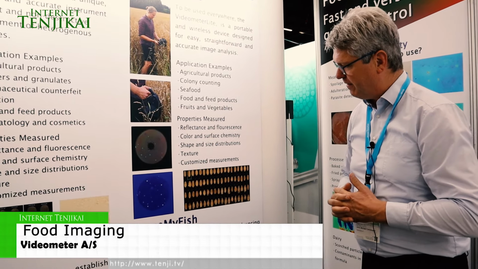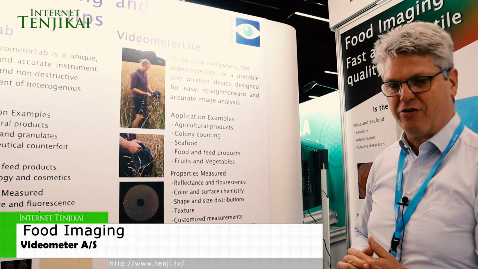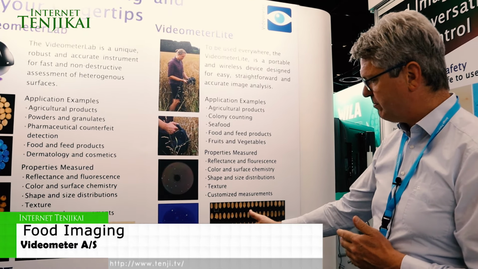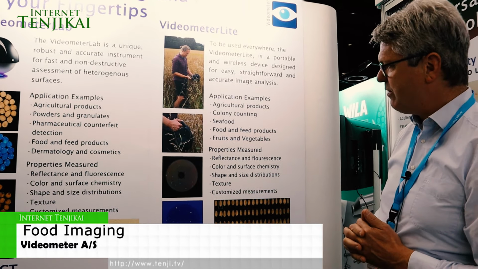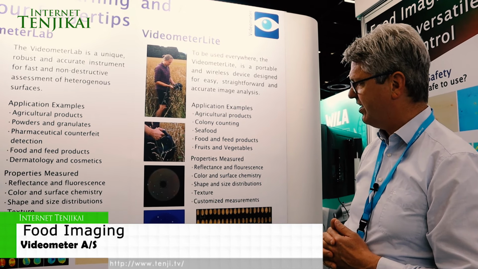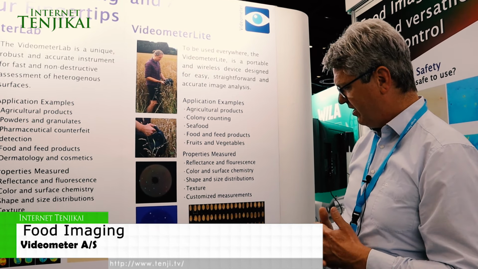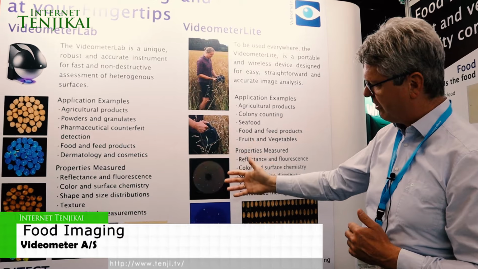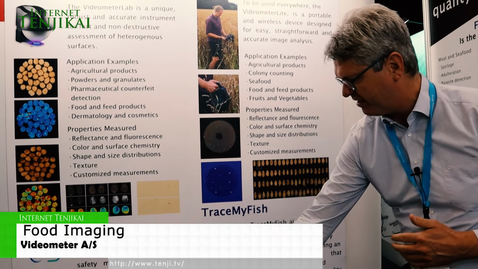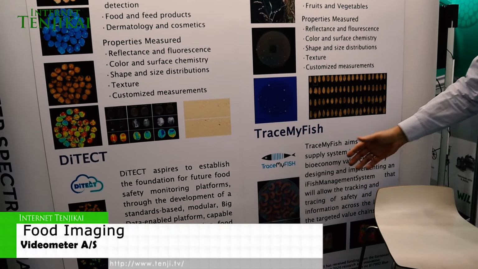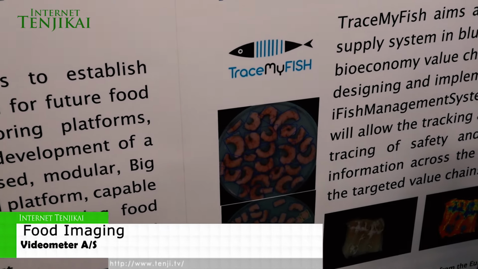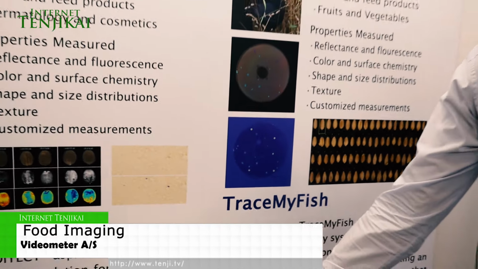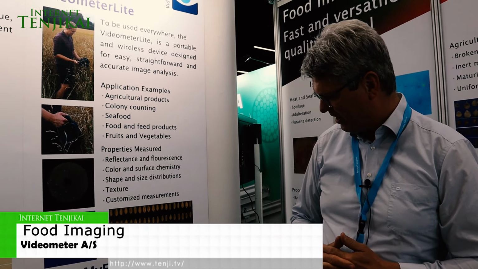So another nice feature here we have is for monitoring fish quality over the entire supply chain. This is called the Trace My Fish project, and again we monitor a number of quality traits. It could be color change over the shelf life or the supply chain. It could be microbial quality. It could be other things like discoloration of shrimps. Trace My Fish is also a European project that runs from this year and a couple of years more on.